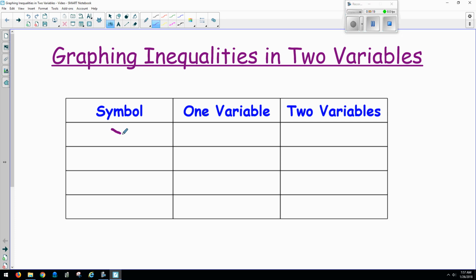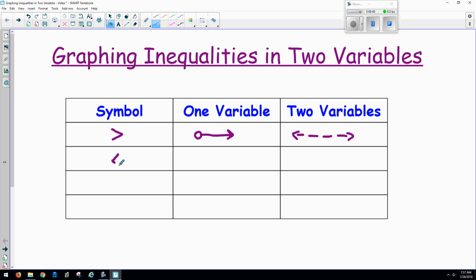So here we have the greater than symbol. And if you remember for one variable, the graph of greater than had an open circle and it pointed to the right. If we're graphing in two variables, what that's going to mean for the graph is that we're going to have a dashed line. And that probably could have been a little bit straighter. And you'll see what I mean by a dashed line in just a little bit.